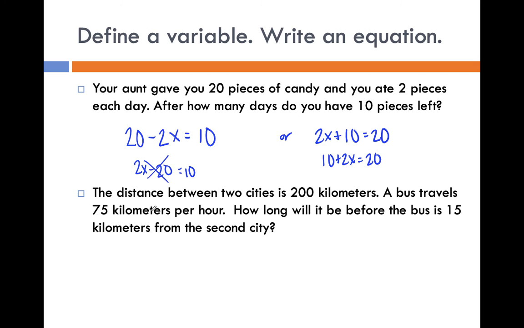For the second one, the distance between two cities is 200 kilometers. The bus travels 75 kilometers per hour. How long will it be before the bus is 15 kilometers from the second city? So you could do 200 minus 75x equals 15, or you could do 15 plus 75x equals 200. Either one of those will work for this problem.